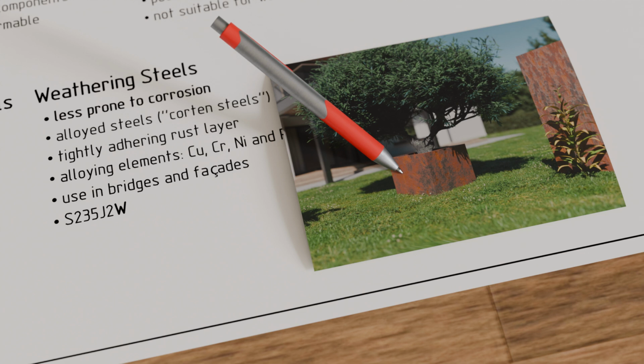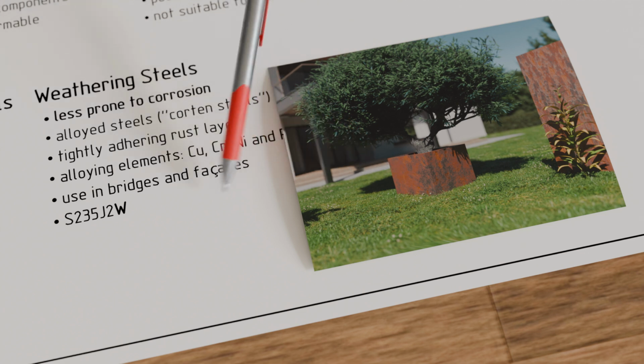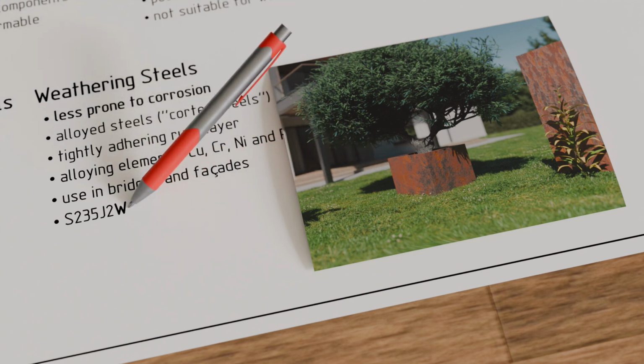Compared to much more expensive corrosion-resistant steels, these elements are added only in small amounts. Copper, in particular, is used as a substitute for the more expensive chromium. An example of a weathering steel is the structural steel S235 J2W. The letter W in the designation indicates that the steel is weather-resistant.